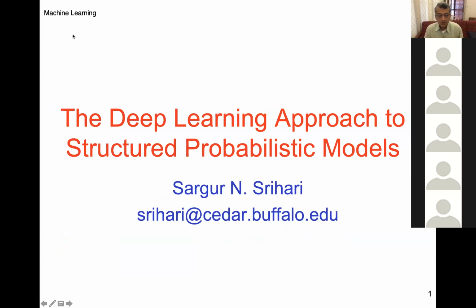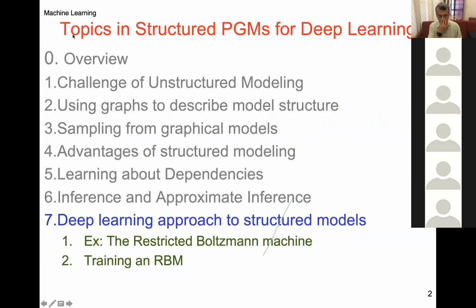Okay, so this set of slides, the last section of, I believe, chapter 16, which is about structured probabilistic models. This subsection is titled The Deep Learning Approach to Structured Probabilistic Models. This particular section is an important section. And after we talk about comparing the deep learning approach with the standard approach of probabilistic graphical models, we then look at the restricted Boltzmann machine and its training.